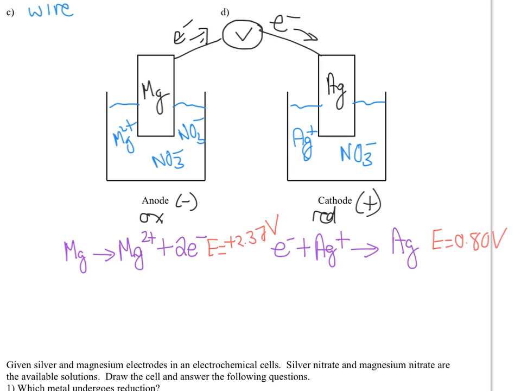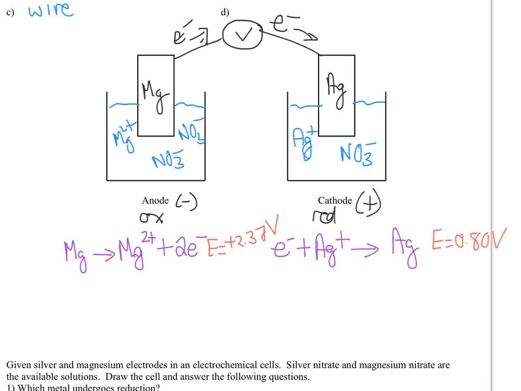So overall, the magnesium turns into magnesium ions that go into the solution and electrons that travel through the wire. They get to the silver. The electrons combine with the silver ions to form neutral silver. And so the flow of electrons is what electricity is. And so that's a battery.